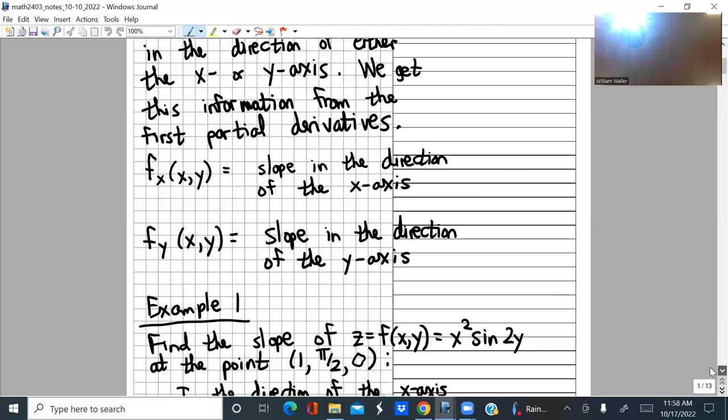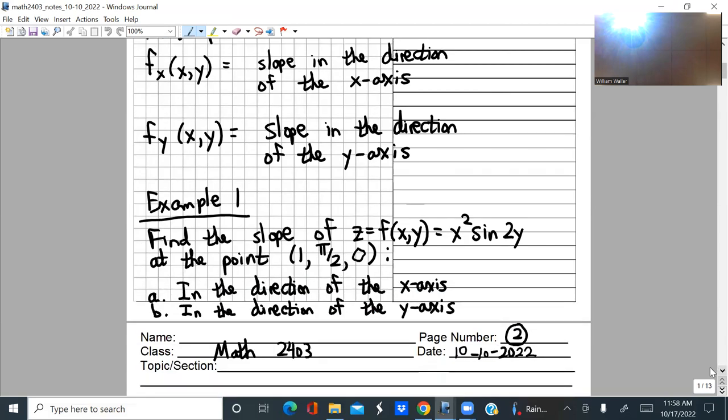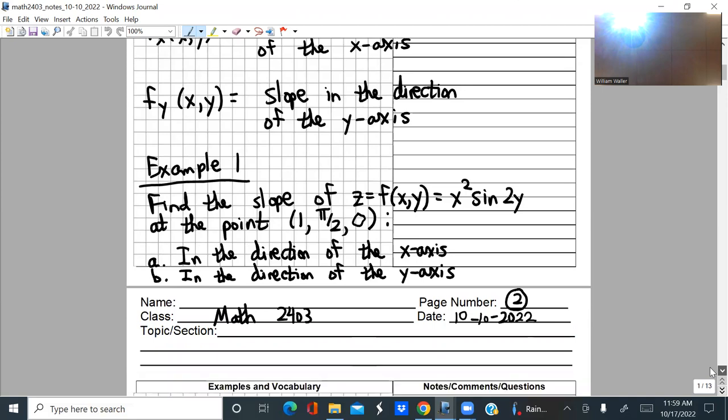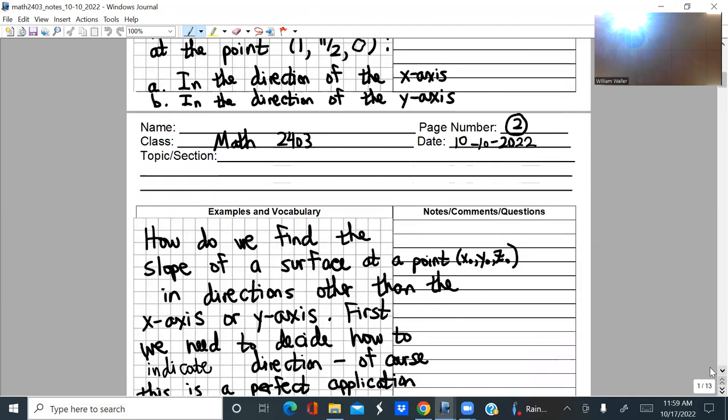I have an example here, but let's skip this example. This is just calculating partial derivatives, so we don't need to do that again right now.